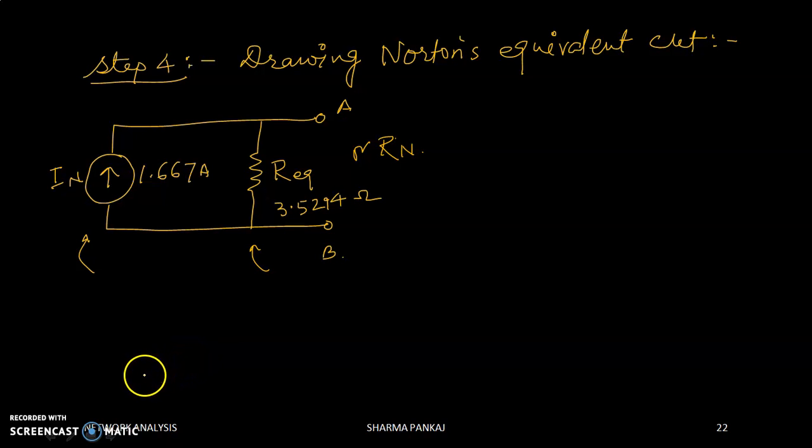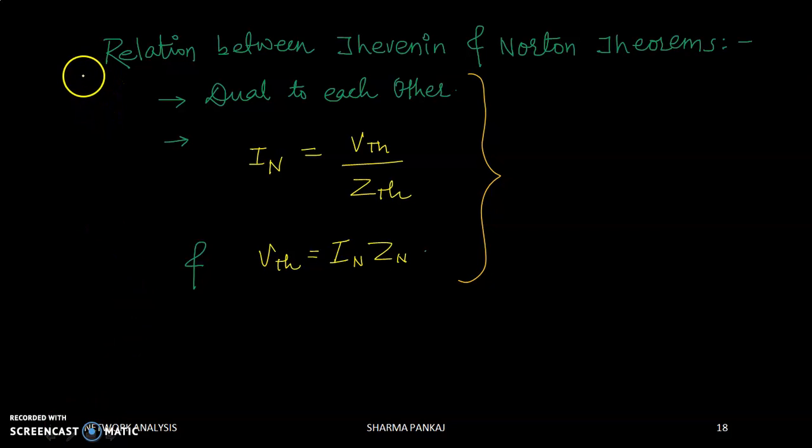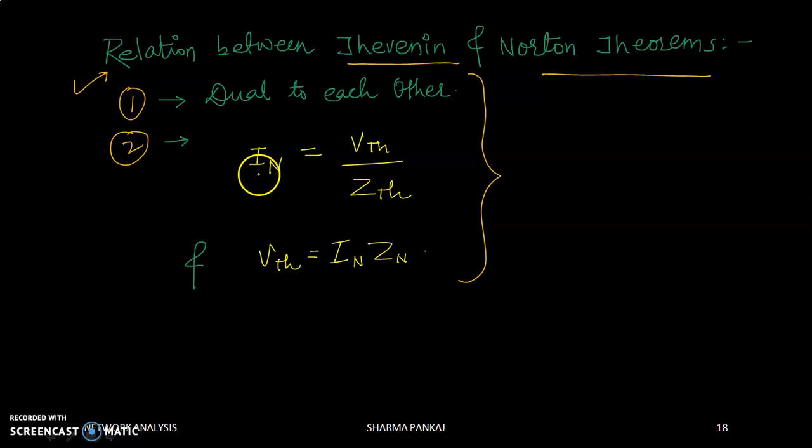Now there is a relationship between Norton's theorem and Thevenin's theorem, which is like this. The first point is it is dual to each other, and the second point is Norton current, that is IN is equal to VTH upon ZTH. That is VTH is equal to IN into ZN. This is the relationship between Thevenin theorem and Norton theorem, which is important as far as your university exam is concerned and various interview sessions that you may face in your future is concerned.